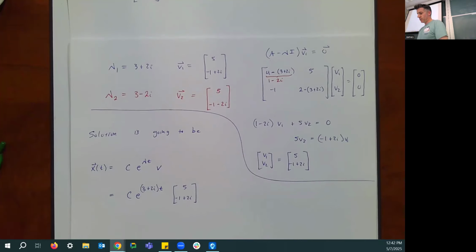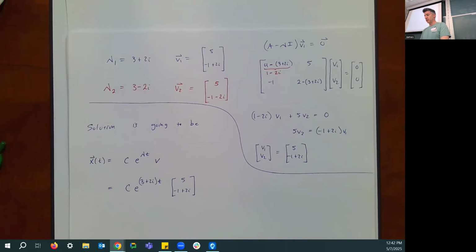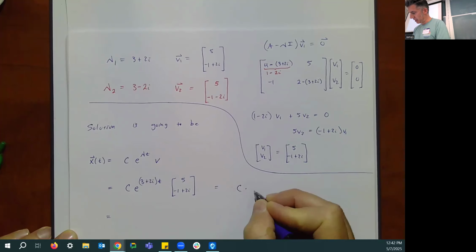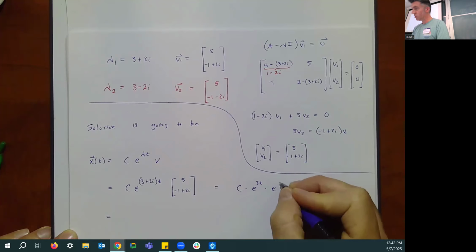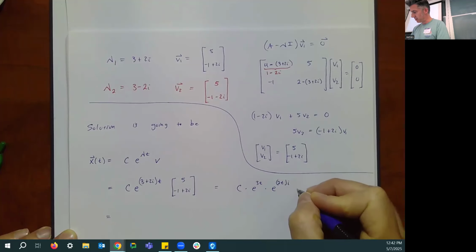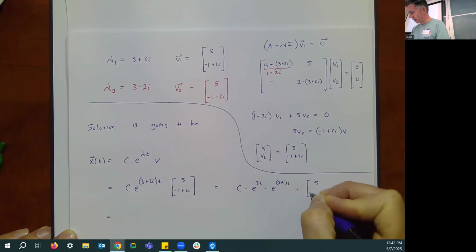All right, so a few things. First, we're going to break up the e to the stuff here. We're going to rewrite this as c times e to the 3t times e to the 2i times t, or I'm actually going to write it as 2t times i, still times the eigenvector 5, -1 plus 2i.